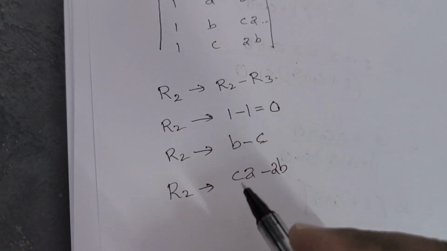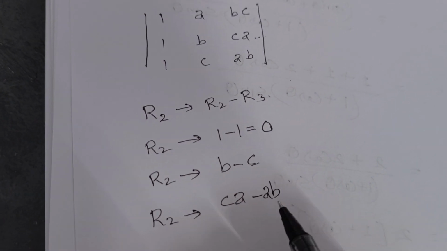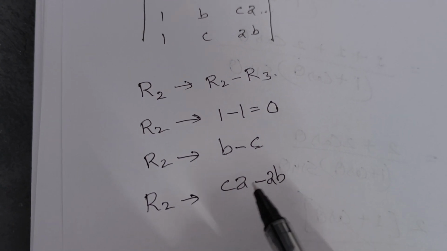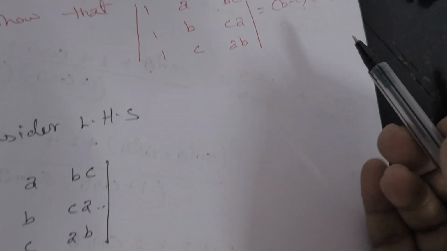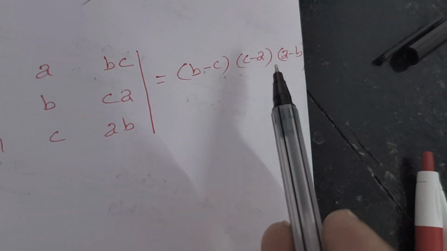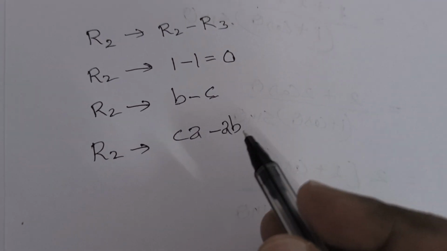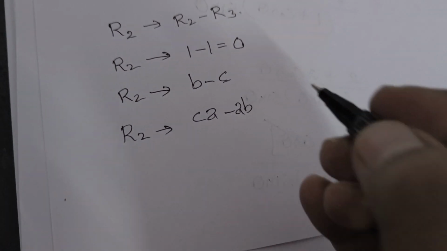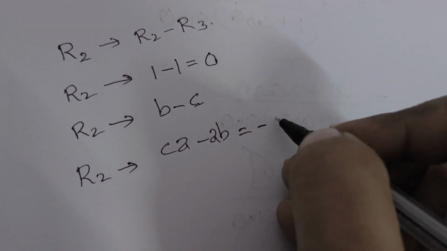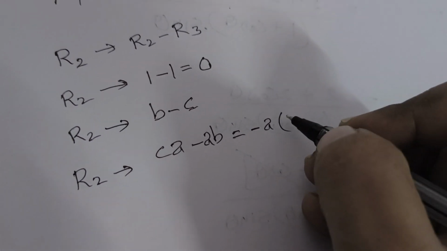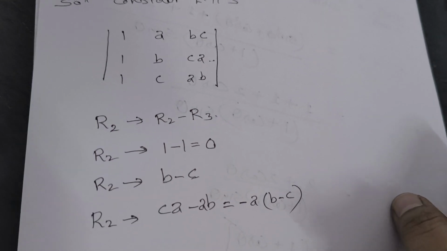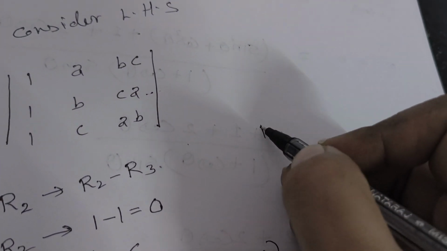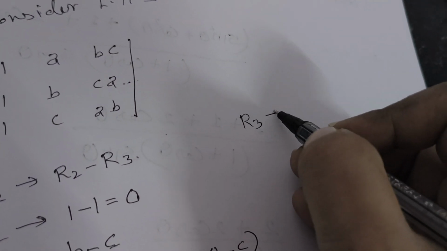So from here we can take a common, so it becomes c minus b, but in the answer it is given as b minus c. So when I take minus a common, it becomes b minus c. Okay.